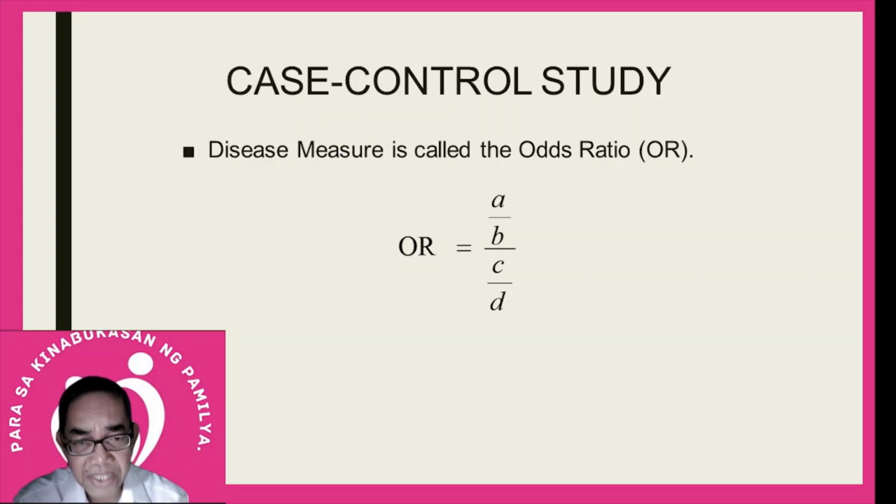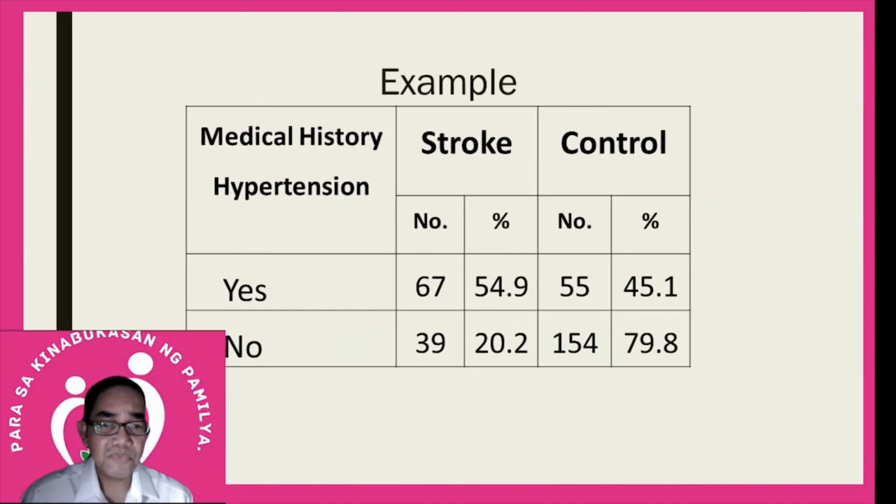And this is the formula. In the numerator, we have the odds of the disease among the exposed, and in the denominator, we have the odds of the disease among the unexposed, and the ratio is called the odds ratio, or OR. Okay, so again, this is the table that we showed to you last time. We will calculate the odds ratio for this particular study.